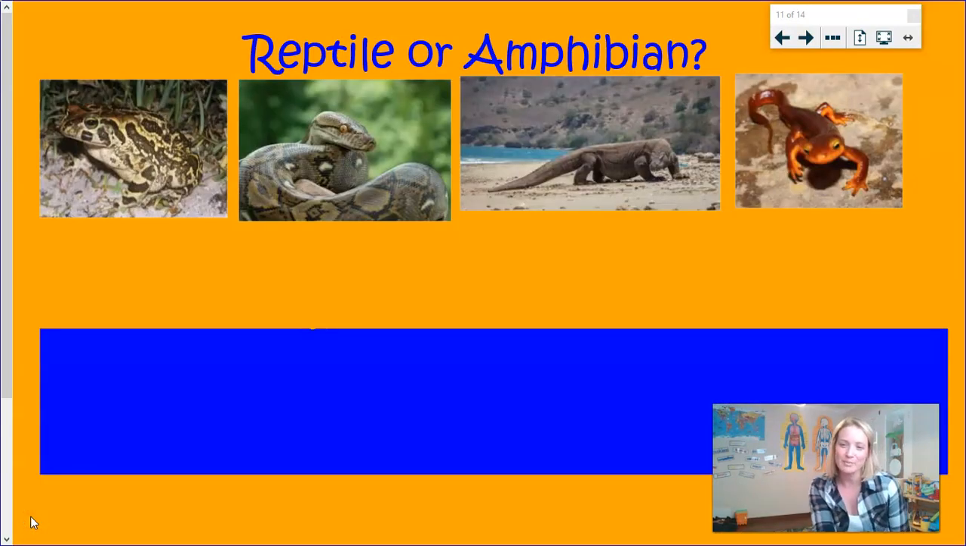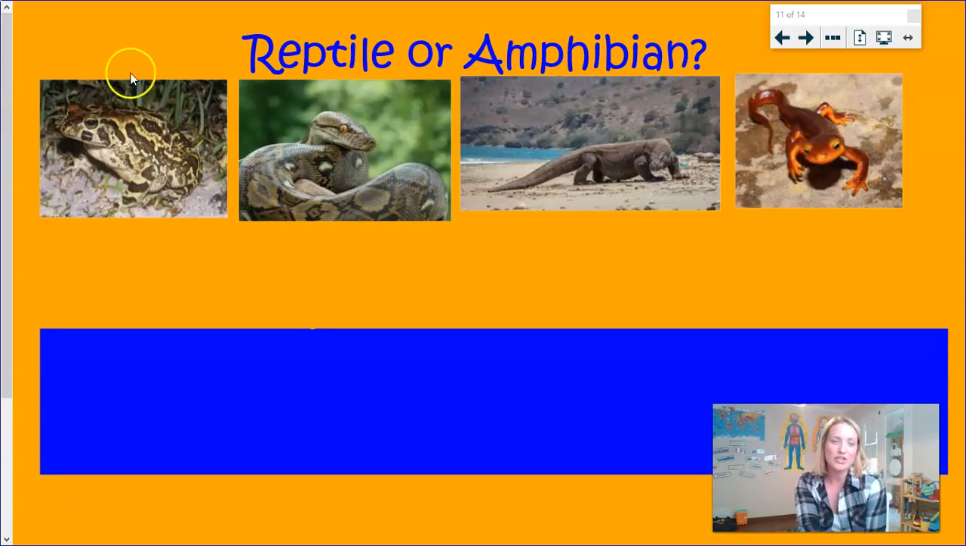So because amphibians and reptiles are often confused, I thought I'd play a very quick little game with you. I want you to have a little look at the 4 creatures I have at the top of the screen. They are either a reptile or an amphibian. Have a little think about which is which, and then in a second I'll reveal. Okay, let's give this a go.